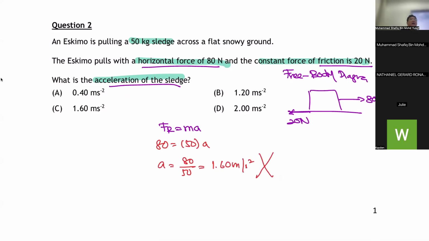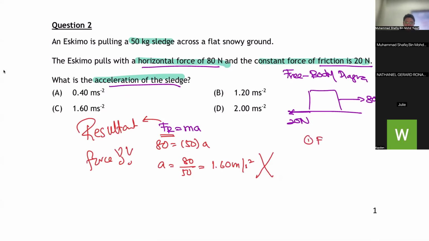But this is wrong, right? Remember, the force here must be the resultant force. You must evaluate for me what's the resultant force. So here, let me ask a very important question. Renzo, what's the resultant force? Correct. So you must find the resultant force here.